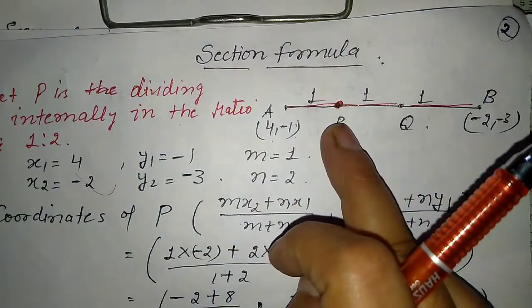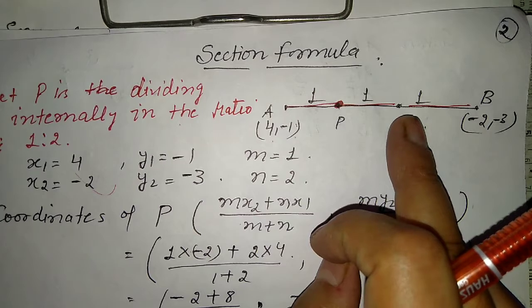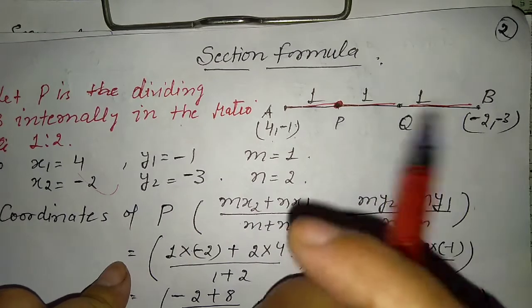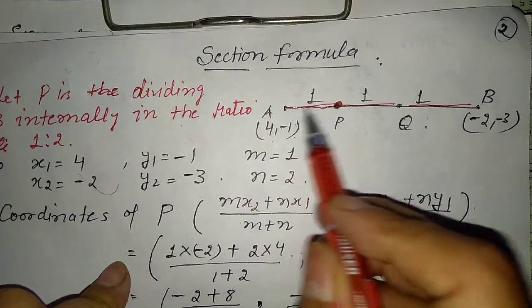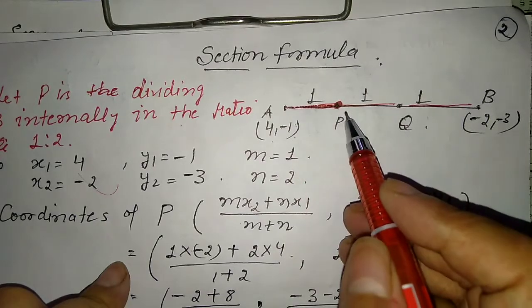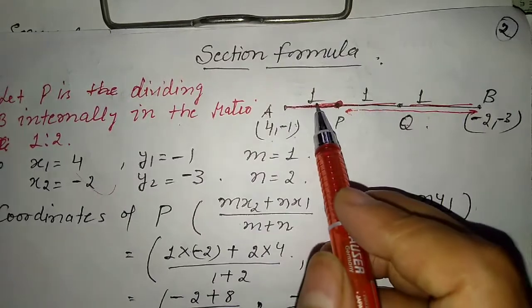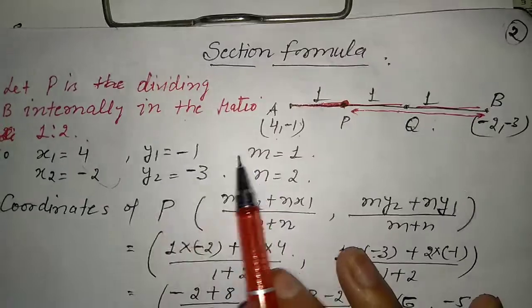So first we are talking about point P. We assume that Q is not here. So let P divide AB internally in the ratio 1:2. If Q is not here, it means that only AP and the complete PB are here. So what is the ratio? This is 1 and 2. So 1:2. What does it mean?